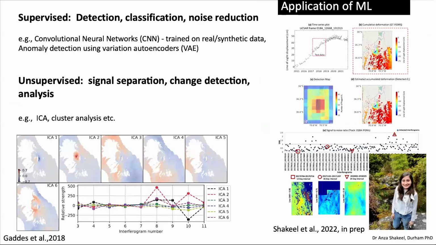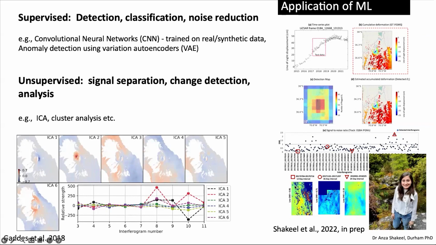So another big theme, which I think is true for all geophysics research, no surprise for anyone, is the application of machine learning. You can do that in a few different ways within SAR data. We can look at supervised processes, detection, classification, noise reduction, and this has been done for interferograms with convolutional neural networks, and with anomaly detection processes using variational autoencoders.